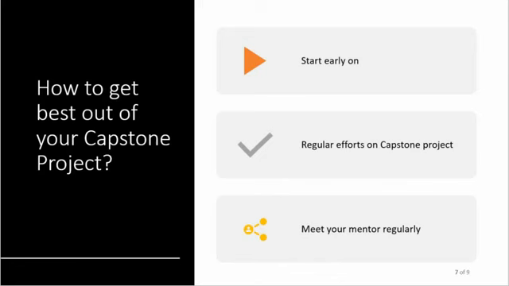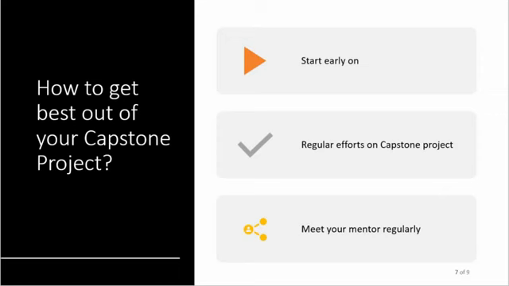The first thing, which is the most important, is to start early on. Next is that you increase your efforts on your capstone project when other subjects demand less attention. That is something important, which means that you put regular efforts on your capstone projects and keep up your efforts on the project when other subjects demand high attention. Even at that time, do not ignore your capstone. Just keep it up with small effort.